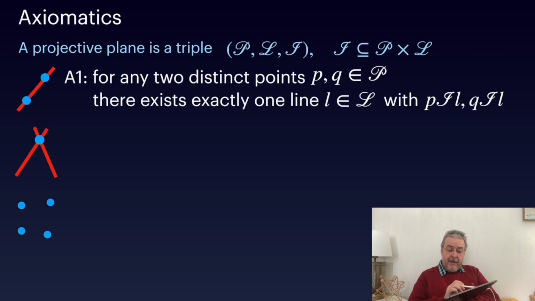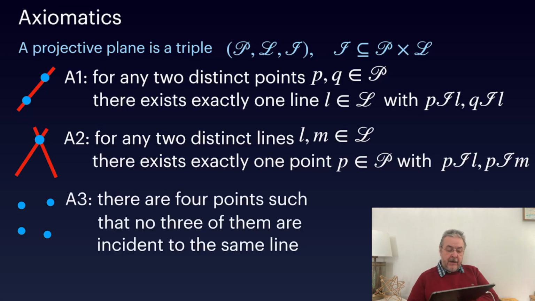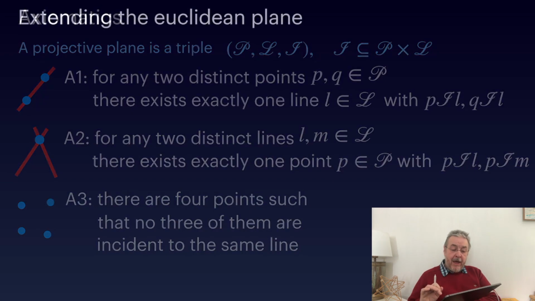So here is the first axiom. If you have 2 points and they are distinct, then there exists exactly one line L that is incident to both of them. If you have 2 lines, then there exists exactly one point that is incident to both of them. And here comes the richness statement that there are 4 points such that no 3 of them are incident to the same line. Okay, so how can that be realized?